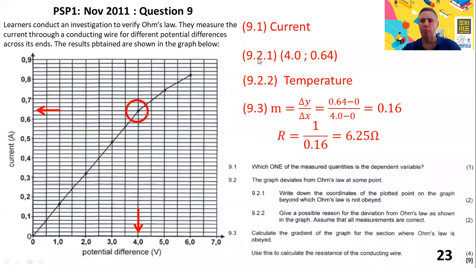So I hope you've seen how performing the actual Ohm's law experiment and understanding the data analysis and the graphs really helps you to answer exam questions.